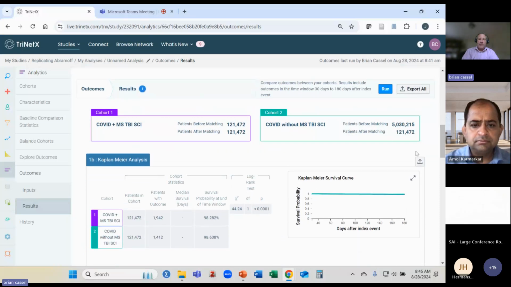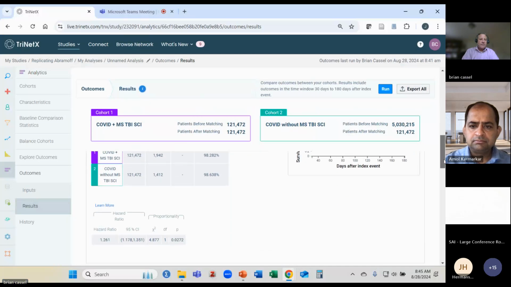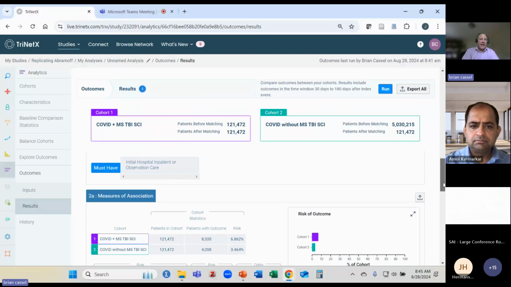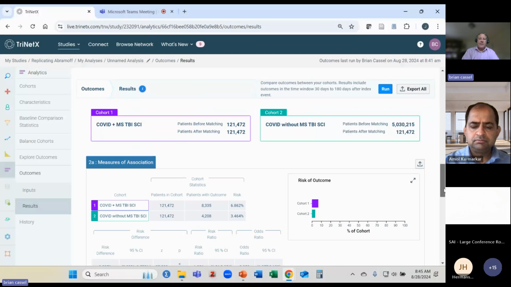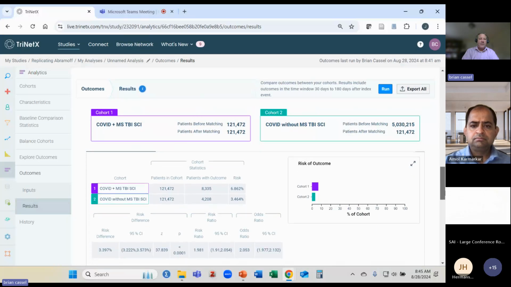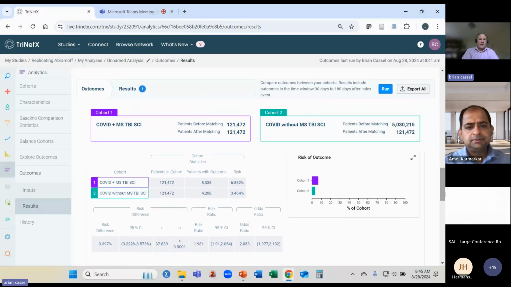Kaplan-Meier is not shown to me much on the curve, but here's the log rank test that's statistically significant. The hazard ratio for that. My next outcome was hospitalizations, having 1 or more, and then also the number of them. So same kind of output first on the measure of association, that my cohort of interest with multiple sclerosis, traumatic brain injury, or spinal cord injury has a 6.9% risk of hospitalization 1 to 6 months after COVID, compared to 3.5%.